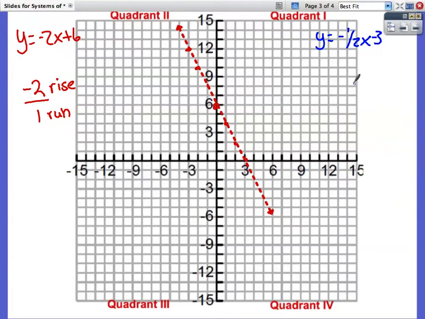Okay, cool. So let's graph that real quick. And again, my y-intercept is negative 3 here, and my slope is a negative 1/2. That means my rise is a negative 1 and my run is 2. So every time I go over 2, I'm going to go down 1. Over 2, down 1. Over 2, down 1. And so on and so forth.